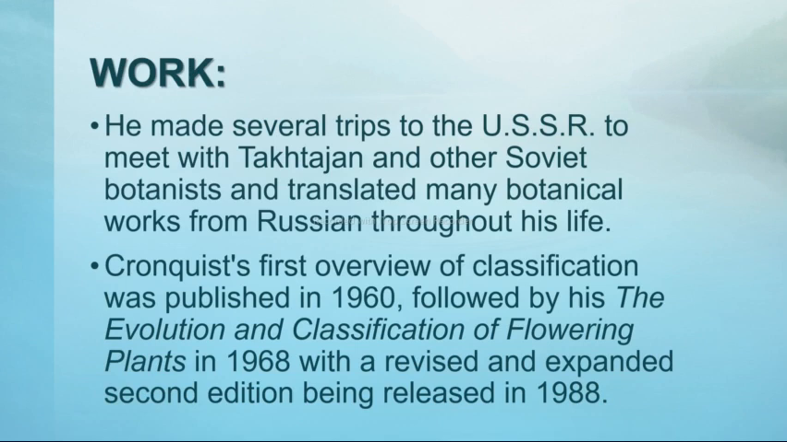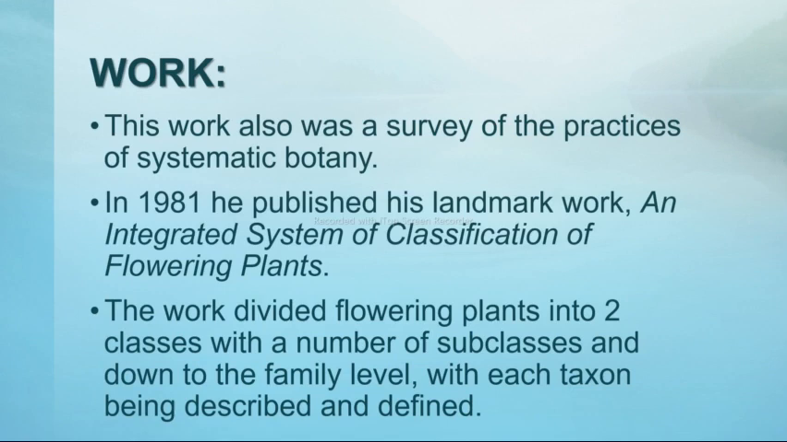So Cronquist's first overview of classification was published in 1960, which was followed by his The Evolution and Classification of Flowering Plants in 1968, with a revised and expanded second edition being released in 1988. This work also was a survey of the practices of systematic botany. In 1981, he published his landmark work, An Integrated System of Classification of Flowering Plants. The work divided the flowering plants into two classes with a number of subclasses and down to the family level, with each taxon being described and defined.